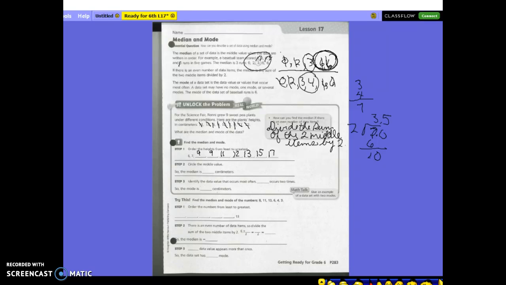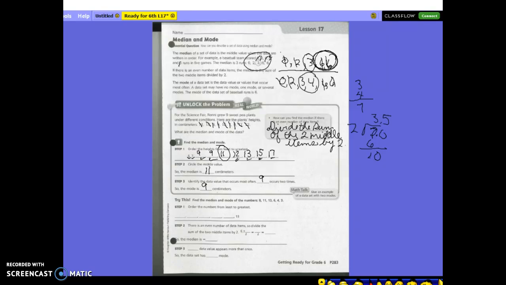Circle the middle value. So here we go. I'm just going to check mark them this time because we're going to use them again for the mode. So what is in the middle? 11. Identify the data value that occurs most often. Which one occurs most often? 9. So the mode is 9.